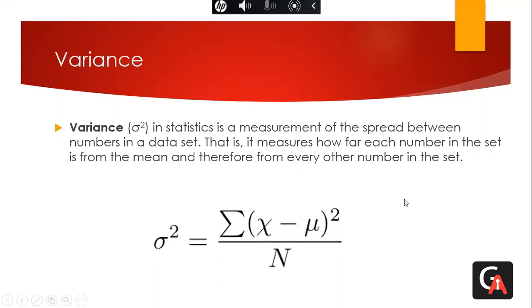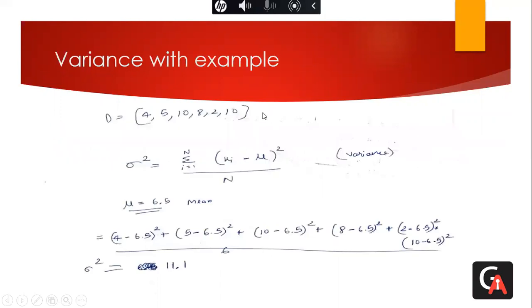Let's continue and take one example. This is the data set: 4, 5, 10, 8, 2, 10. How are we going to calculate the variance? First, we calculate the mean. In this case the mean is 6.5. We take the first element, 4, minus the mean 6.5, and take the whole square, plus similarly 5 minus the mean, squared. Similarly we do this for each and every data point.